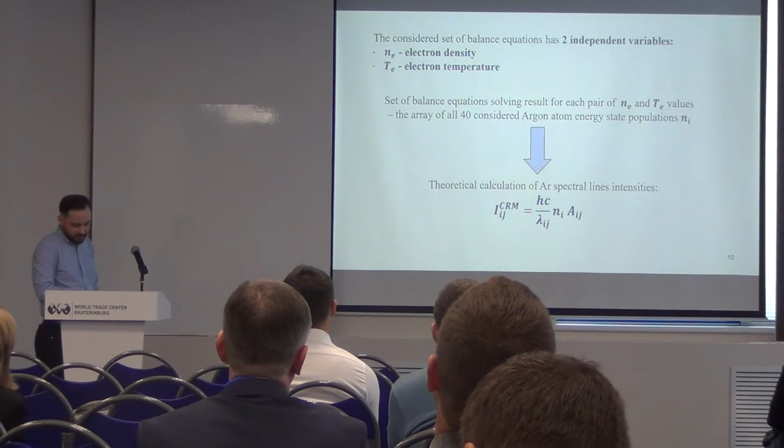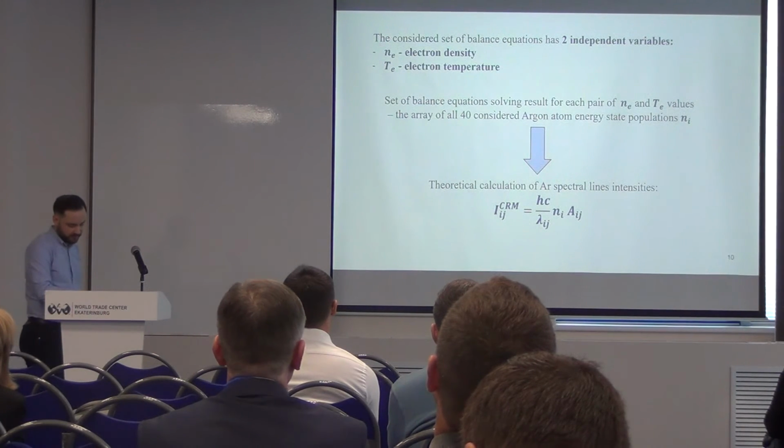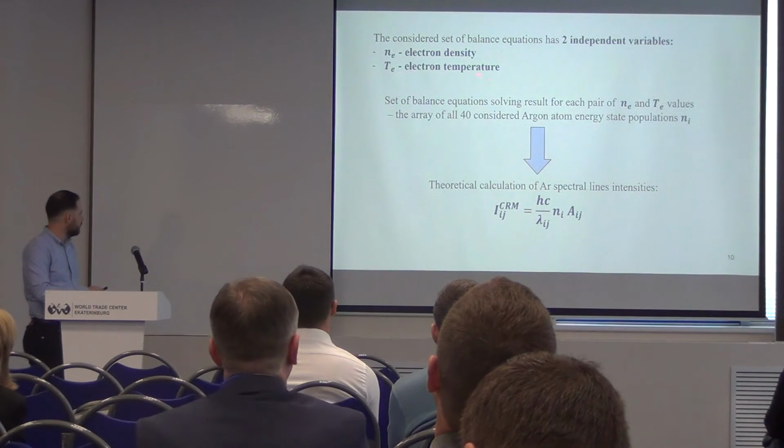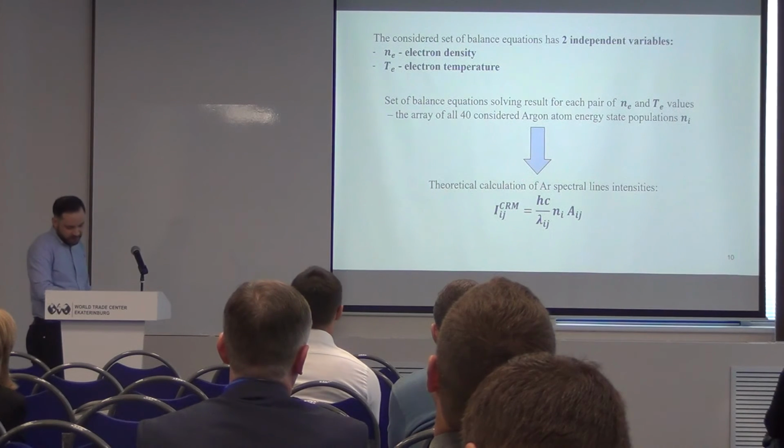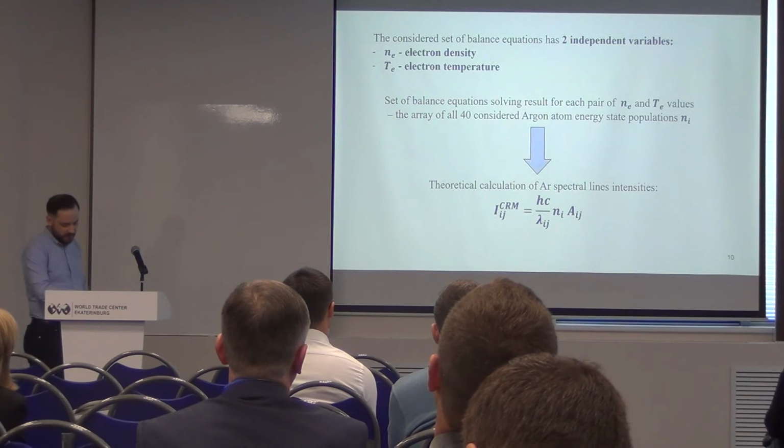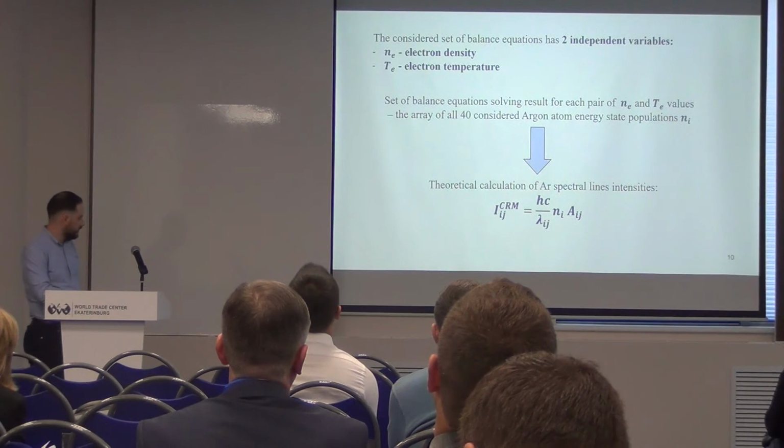The considered set of balance equations has two independent variable factors, the electron density and electron temperature. For each pair of N_e and T_e values, we obtain as a solution an array of populations of all considered 40 levels of the argon atom. After that, we can theoretically calculate intensity for any spectral line we are interested in.